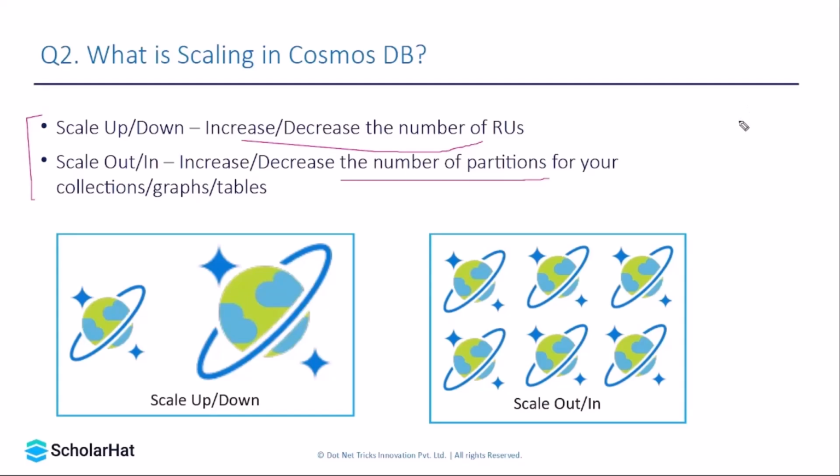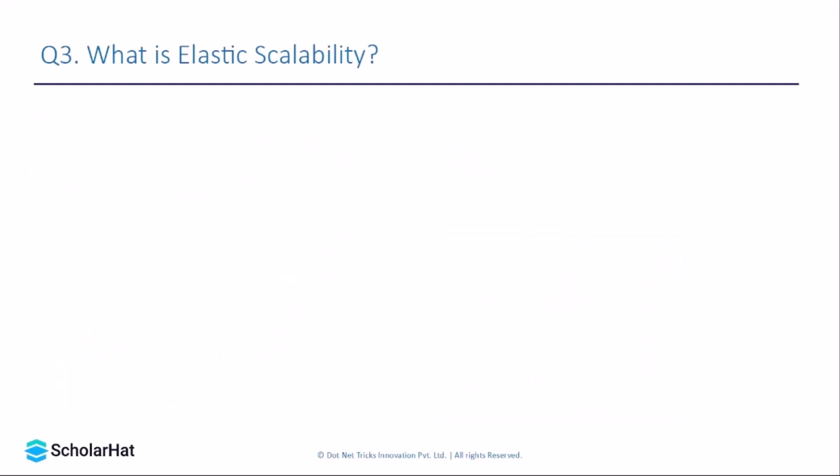So scaling up and scaling down is similar to everything in the Azure ecosystem. The first one will increase the number of RUs and the second will increase the number of partitions. What is elastic scalability? Now, this is a question that can be asked in an interview on Cosmos DB. And what does it exactly mean?